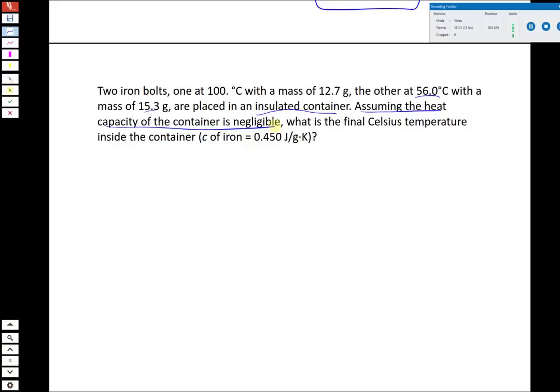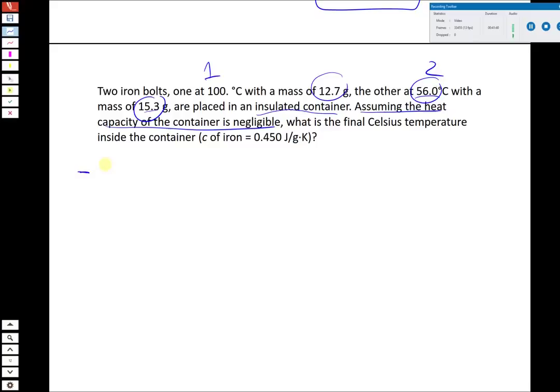So basically what we're doing is we're taking 2 pieces of metal, different masses, different temperatures, putting them together, and we should recognize that there's going to be heat transfer between the 2 until the temperatures are the same. So that means we have, if this is bolt number 1, that has this mass, and this one is bolt number 2 with this mass and temperature.